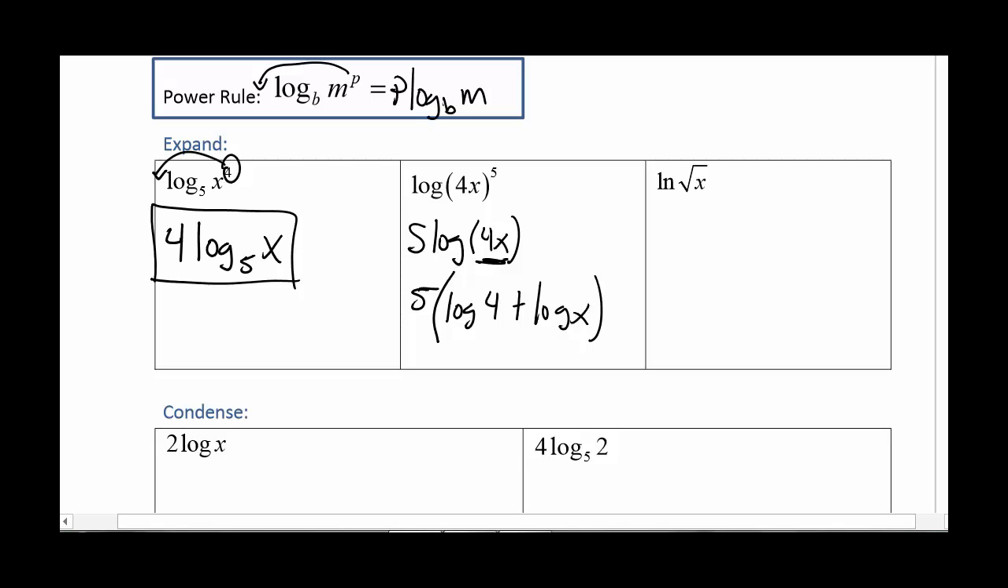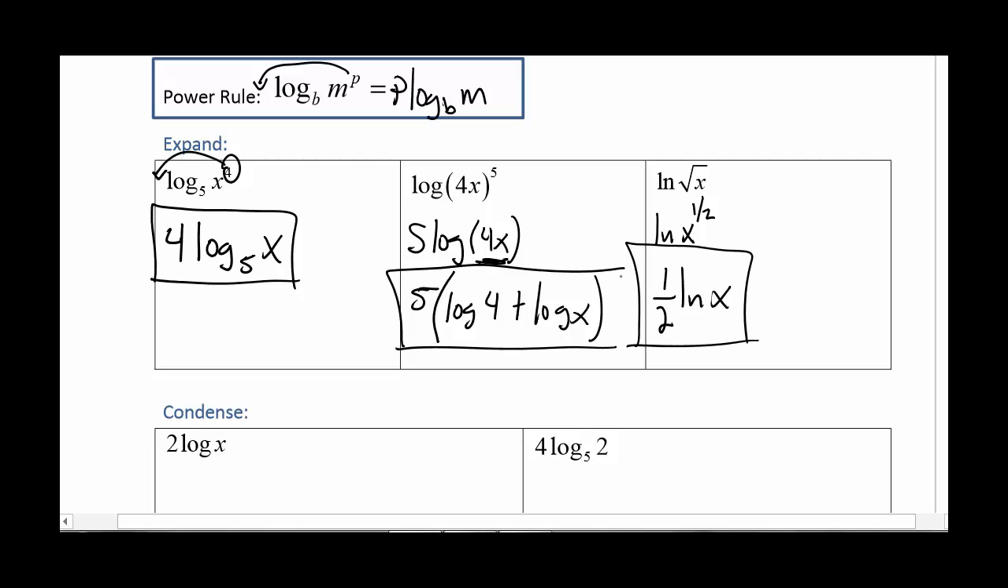And then the last example under expand is ln of the square root of x. Now, these are all supposed to be examples of an exponent, and right now I don't see one. But remember, a square root is equivalent to the power of 1/2. So now it fits the form of the others. So I can bring the 1/2 out front. So it's 1/2 ln of x. And so that's that answer. Might as well box this one, we like boxes.